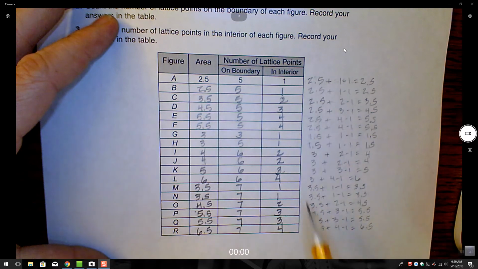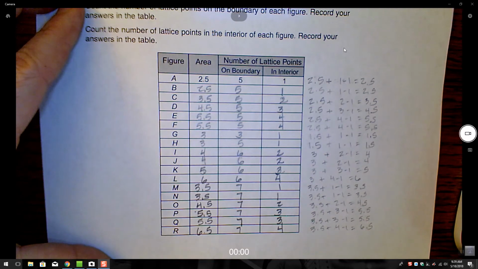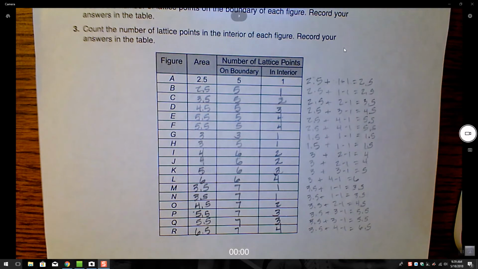This part over here you can skip. This was me calculating some of the next problems. Go ahead and pause this, Tanner, if anybody is actually copying this. Otherwise, let's move on to the back side.